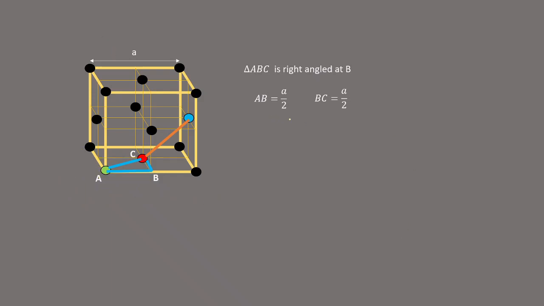So AB is a/2, BC is a/2, and ABC is right angled at B. So we can use Pythagoras theorem. AC is the hypotenuse, and from there we can calculate AC to be a/√2. You can do the calculations if you wish.